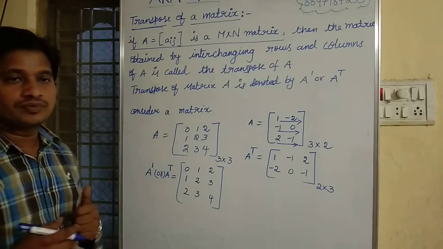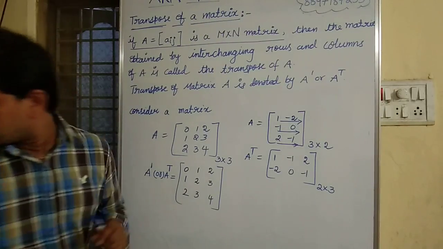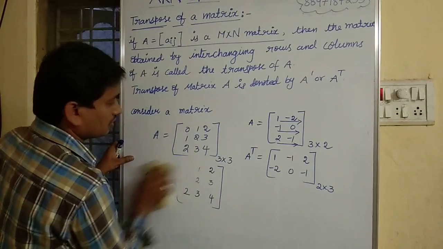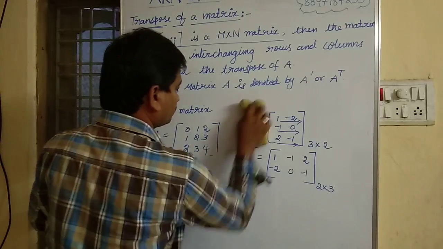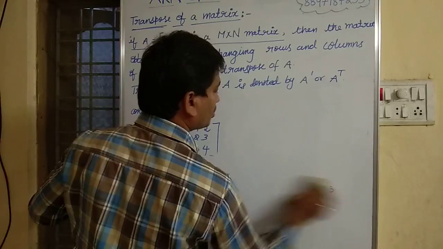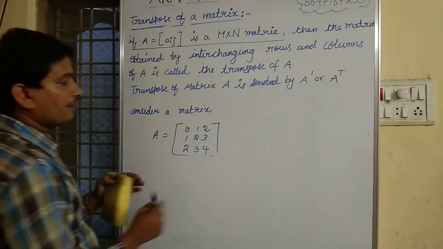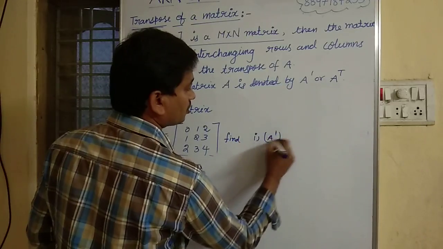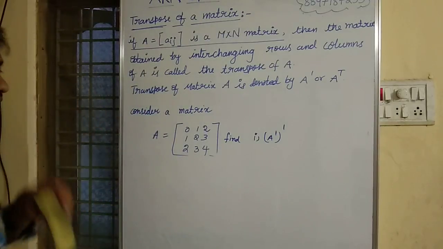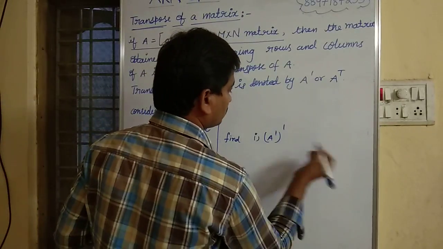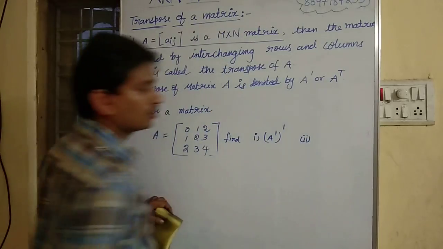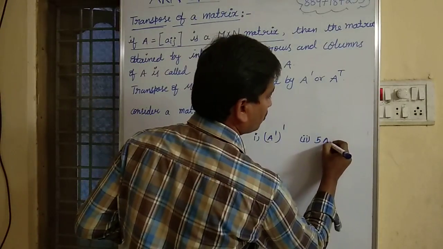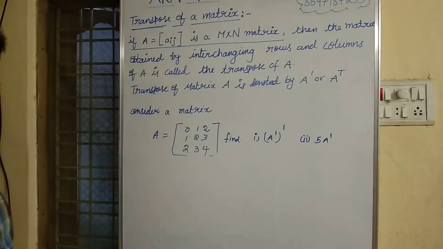Generally, they will ask you, for a given matrix A, for example, A equal to 0, 1, 2, 1, 2, 3, and 2, 3, 4, and they may ask to find, first question, A dash whole dash, and also they may ask you to find 5 into A dash.